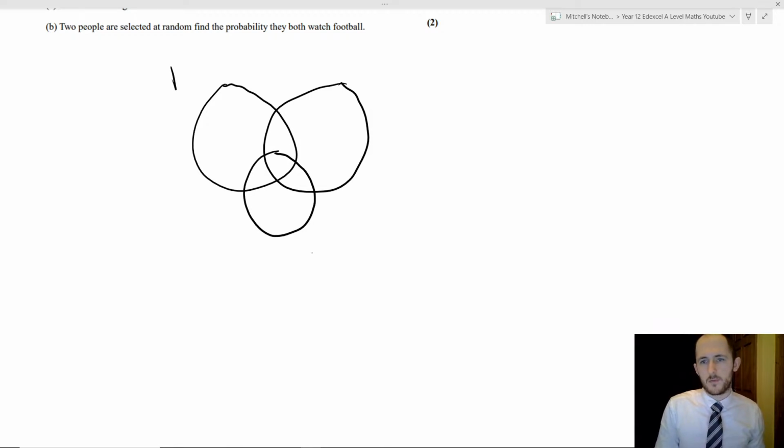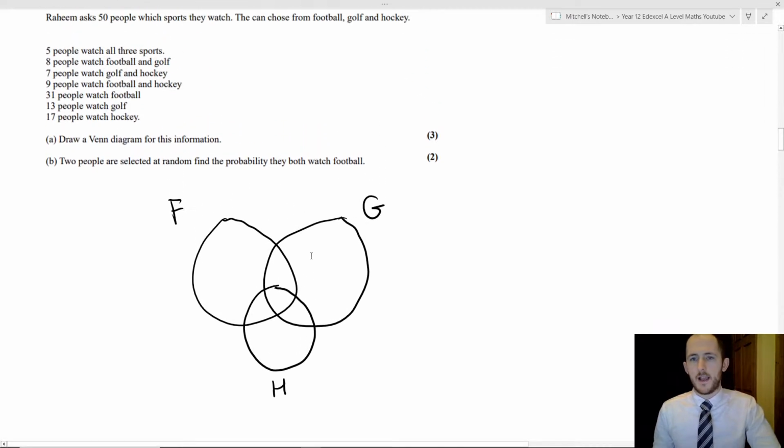I'm going to call them football, golf and hockey. And then what we have to do really is we start from the middle and we work our way out. So what I mean by that is we're going to start with all 3 sports being liked. So here that would be 5 people, so we put 5 right in the middle.